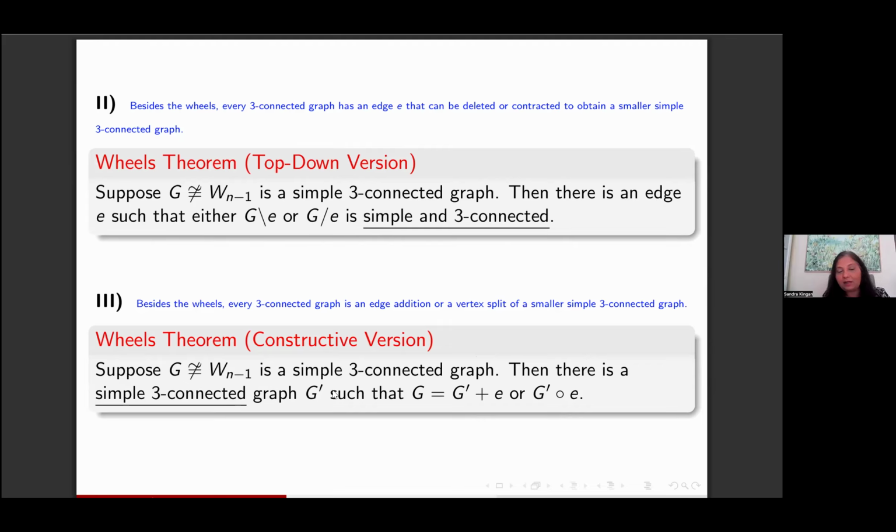So let's look at the constructive version. Suppose G is not a wheel again, then there is a simple 3 connected graph G dash such that you can obtain G from G dash by adding an edge or splitting a vertex, all right? So that's the constructive way of saying this same thing. G delete E or G contract E is simple and 3 connected, or you can grow G dash and get G, or split a vertex and get G.